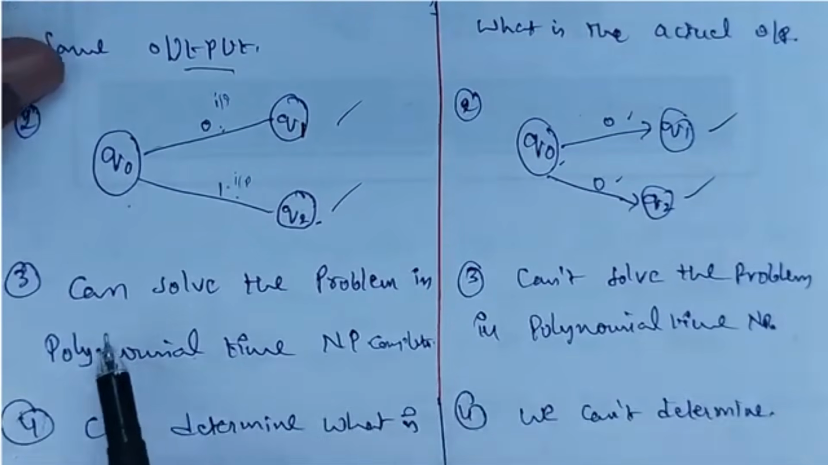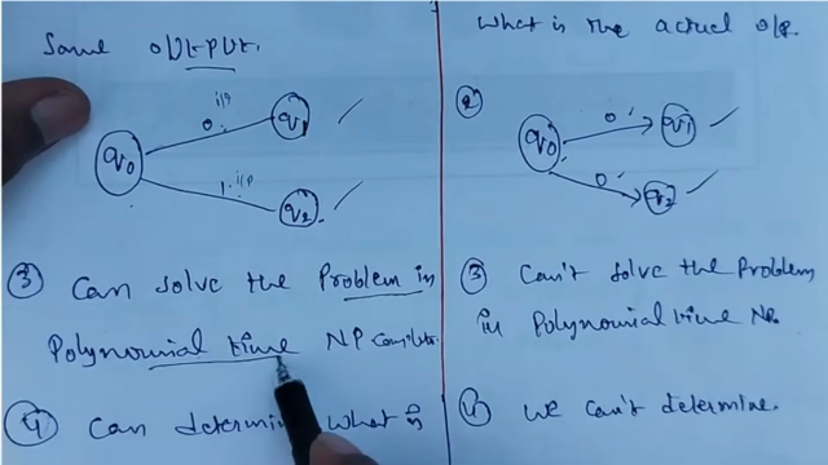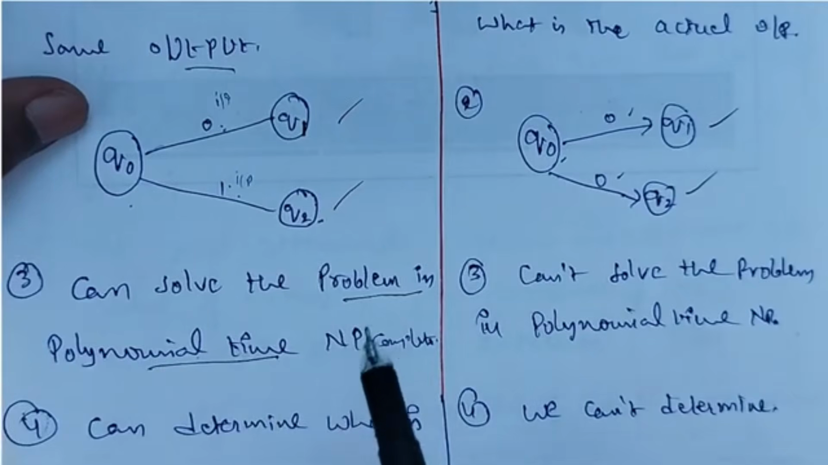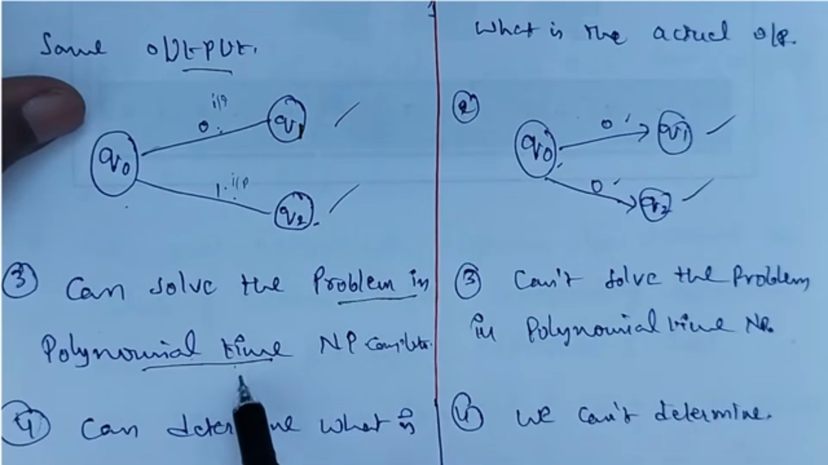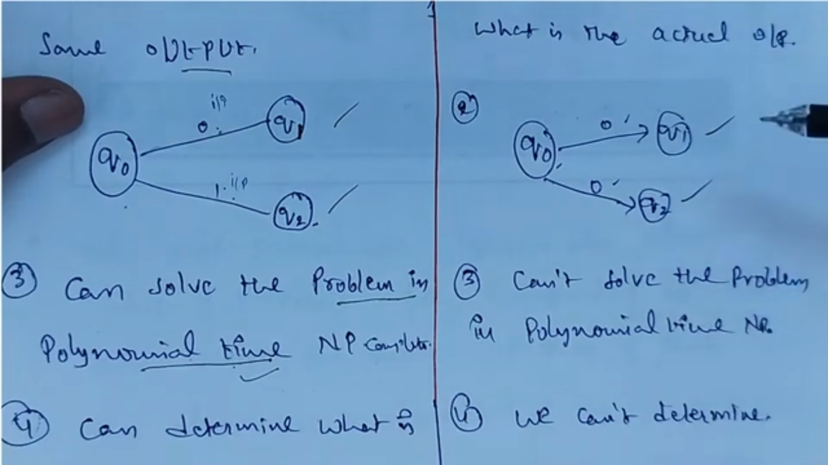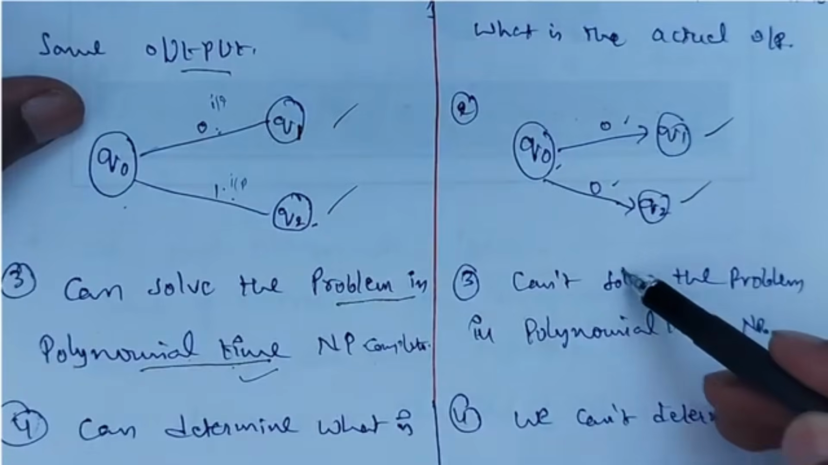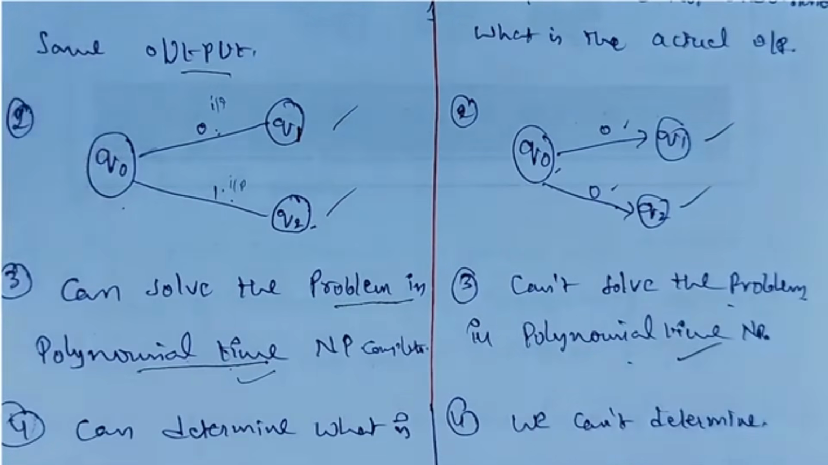The third point: a deterministic algorithm can solve the problem in polynomial time. If a problem is solved in polynomial time, that is a deterministic algorithm. What is the meaning of non-deterministic algorithm? We already discussed it previously. Non-deterministic algorithms can't solve the problems in polynomial time.